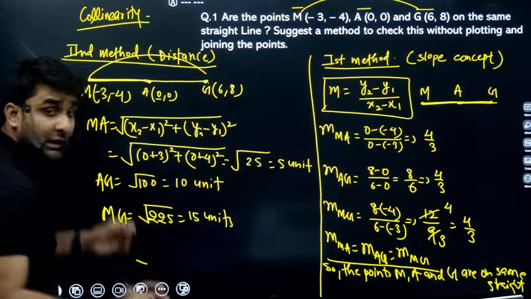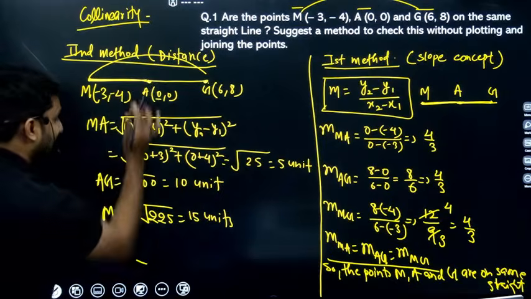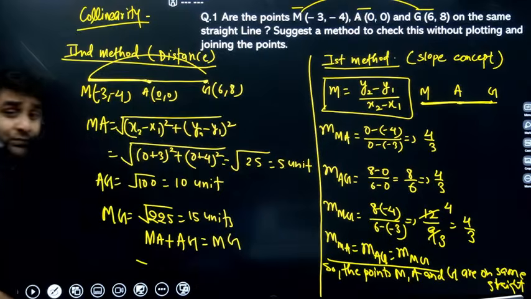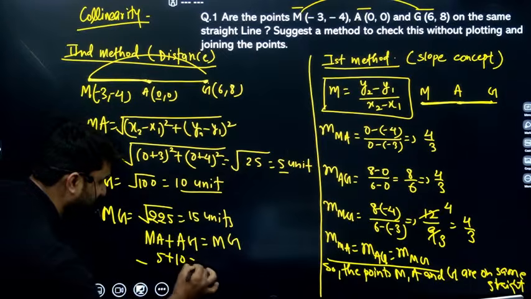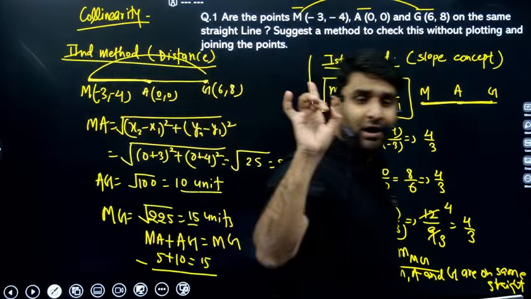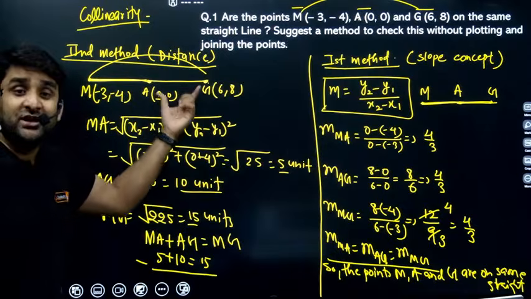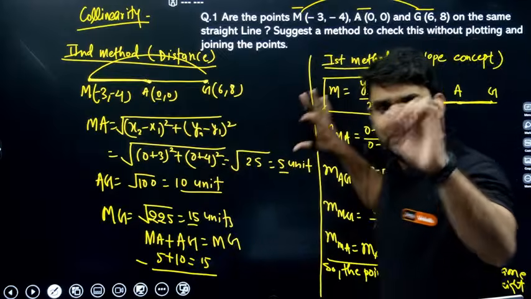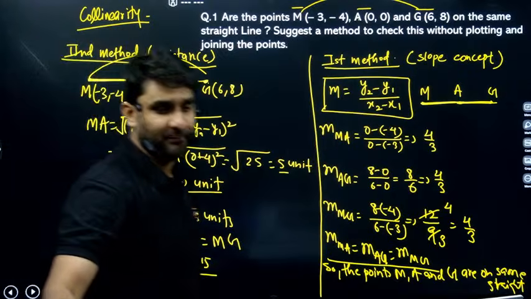Oh my God, look at the result. MA is 5 units, AG is 10 units. But when we add MA plus AG, that is equal to MG. 5 units, 10 units. So 5 plus 10 is 15, and MG is also 15. So it proves that M, A and G all are on a straight line, because the sum of the distances MA plus AG is equal to MG. So this is the second method, my dear champions. So either you use the slope formula, the slope method, or you use the distance method. You can use any method in your exam. So we have two methods.